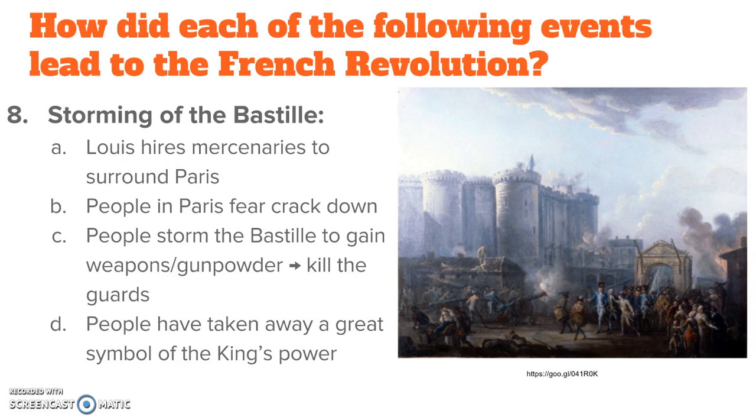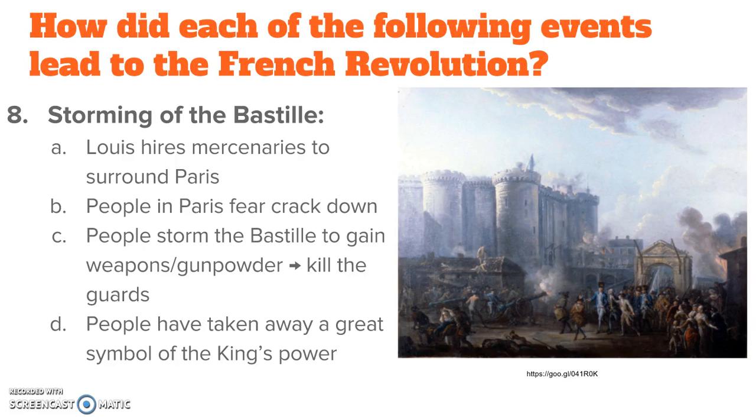The symbolism of taking down the Bastille is that the people have taken away a great symbol of the king's power. At this time, there weren't that many political prisoners in the Bastille prison, but it didn't even matter because the Bastille basically symbolized how the king had absolute power, and if you went against the king, he could throw you in jail. The people not only took over the Bastille, but they tore it down.